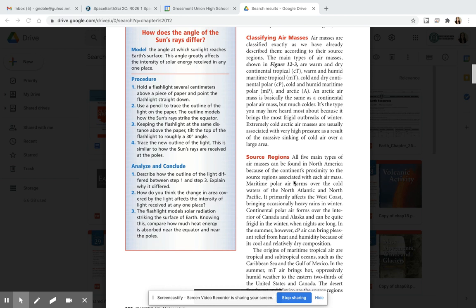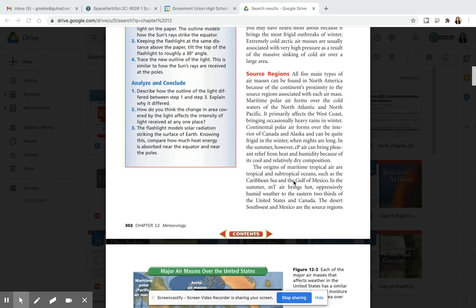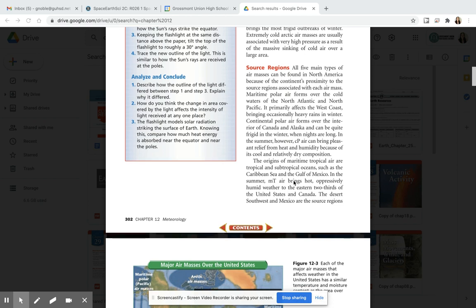An Arctic air mass is basically the same as a continental polar air mass, but much colder. It's the type you've heard most about because it brings the most frigid outbreaks of winter. Extremely cold Arctic masses are usually associated with high pressure as a result of the massive sinking of cold air over a large area. Source region: all 5 main types of air masses can be found in North America because of its continental proximity to the source regions associated with each air mass.